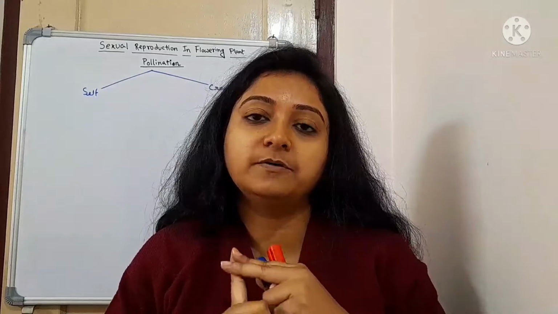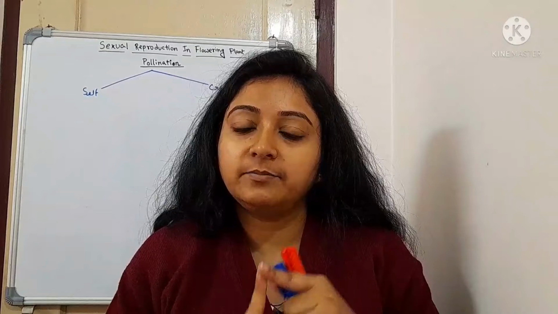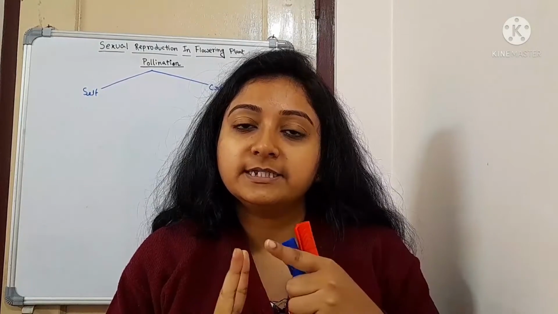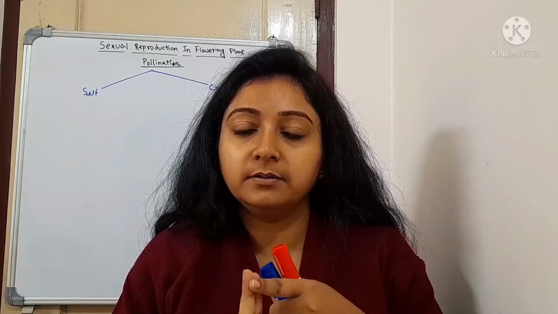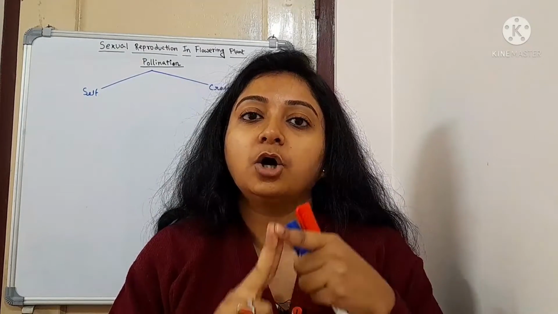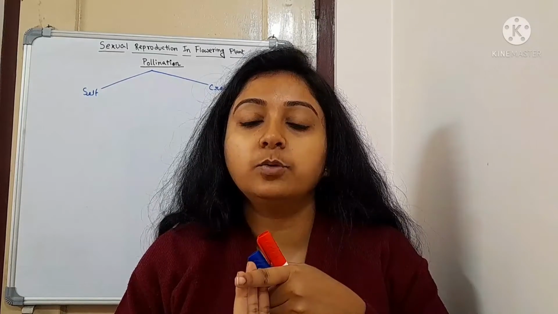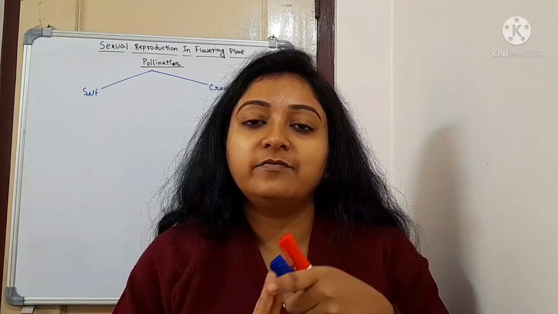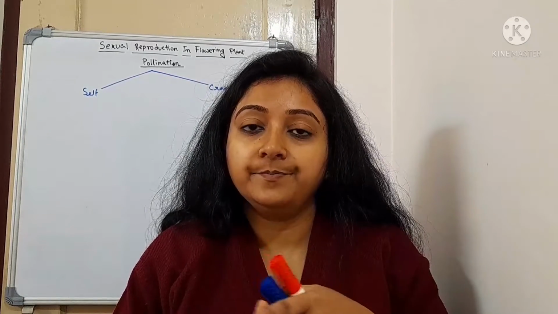In the first event, pollen grains, after forming from the anther of the flower, can fall on the stigma of the same flower. That can be event number one. In the second event, the pollen grain, after forming in the anther, can fall on the stigma of another flower in the same plant. And in the third event, the pollen grain can fall on the stigma of another flower of another plant of the same species. So in that way, different events can occur.